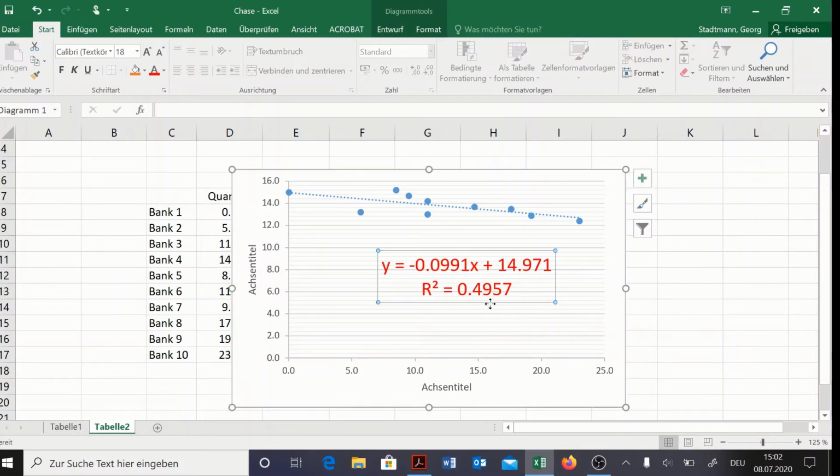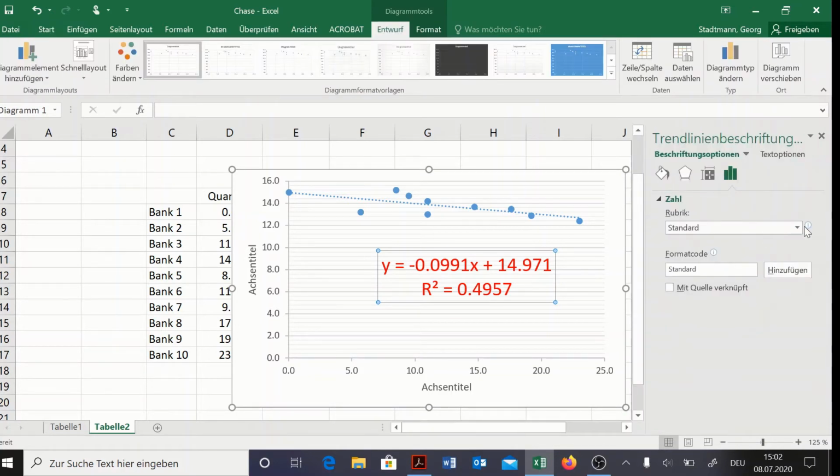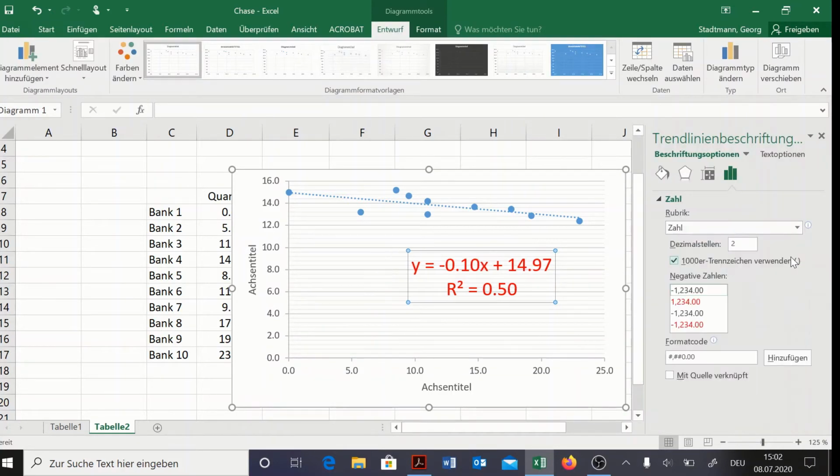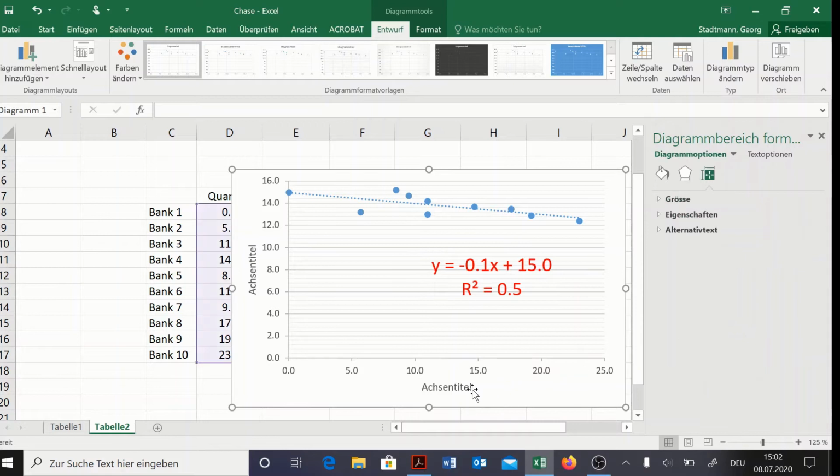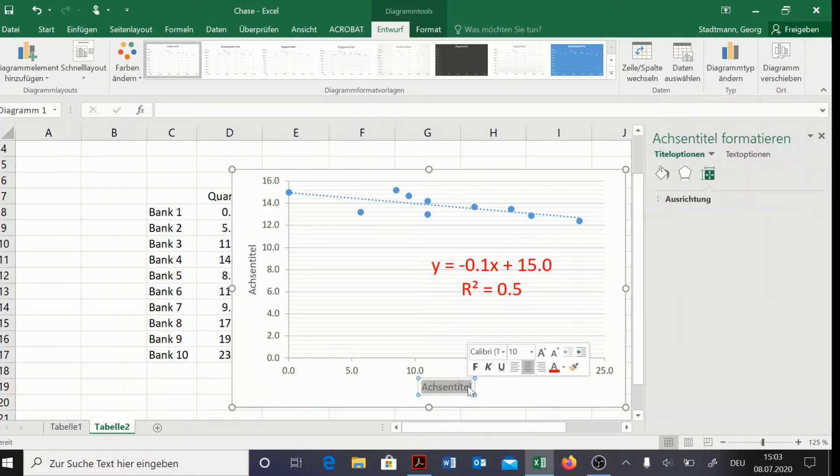We can also format the numbers if you want to. So we want to have only one decimal point. Okay, and then we have to write something to the axis. So this is the quantity, and this is the interest rate.